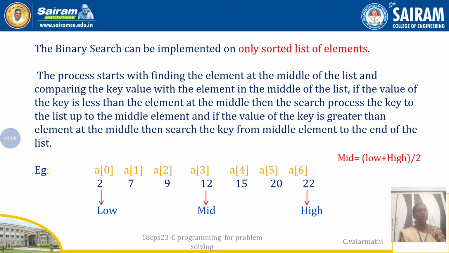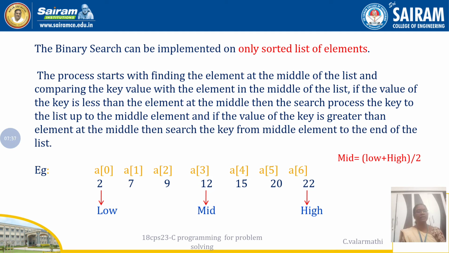Obviously in an array, 0 is the first location. So for the initial stage, before starting the binary search, the low value will be 0. Then the high value is equal to n minus 1. For example, 7 elements are there, but it starts from the 0th location to the end. So here 7 minus 1, that is 6, is my high point. Likewise it will fix low and high before starting the logic.